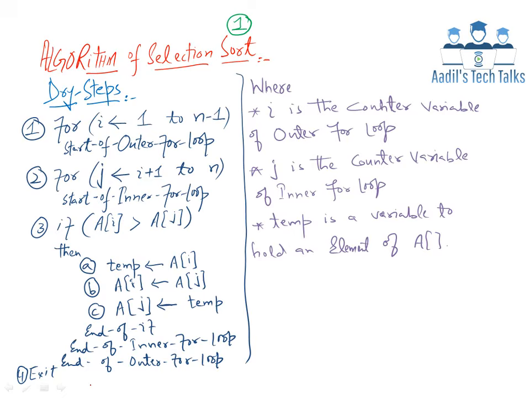In the first video we described what selection sort is. We went through the theory of selection sort and then solved a few examples. In this video I will be explaining the algorithm of selection sort.